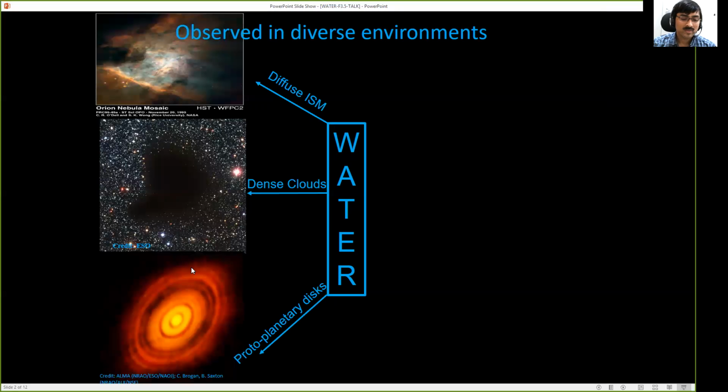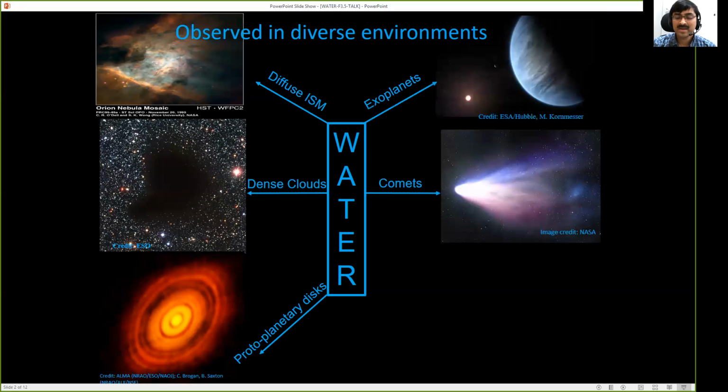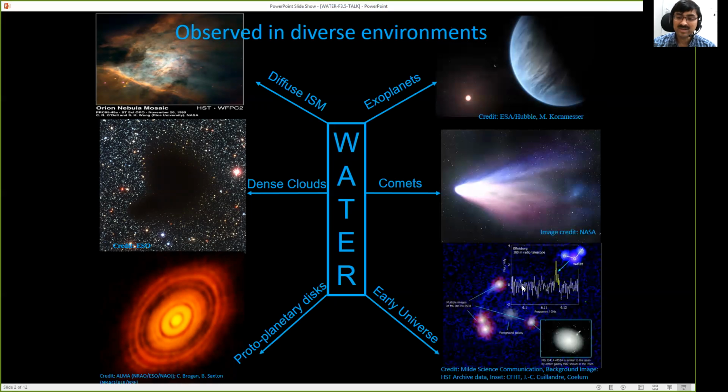It is also found in protoplanetary disks and in the atmospheres of exoplanets. It is widespread in solar system objects, starting from comets, meteorites, and of course, the planets of the solar system. It is also observed in the early universe. This is the oldest evidence of water, found in a 12.6 billion year old galaxy.